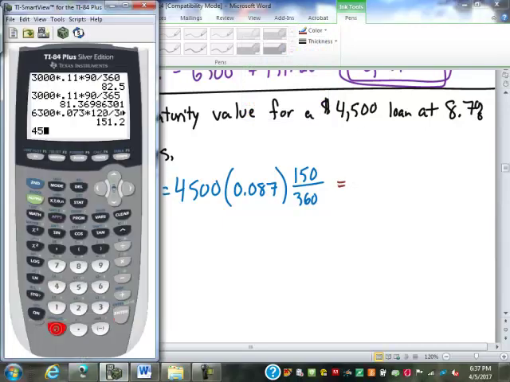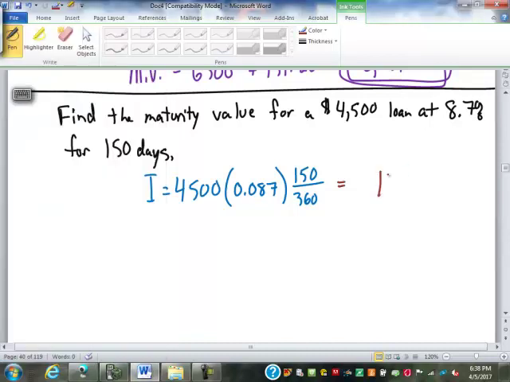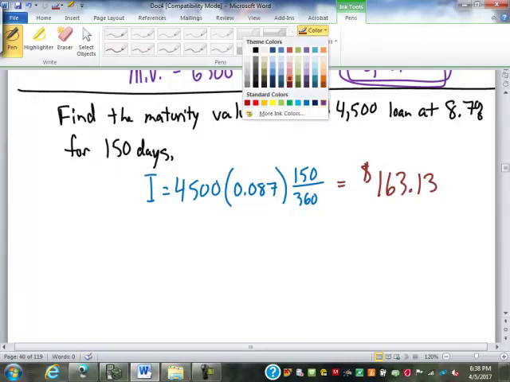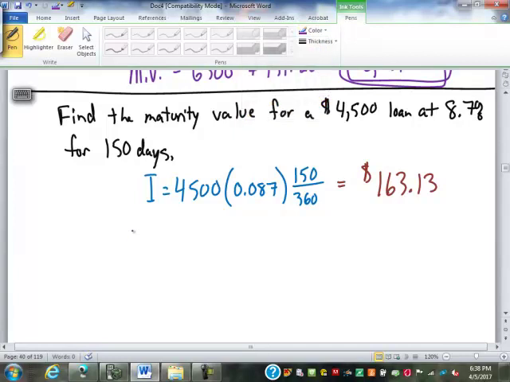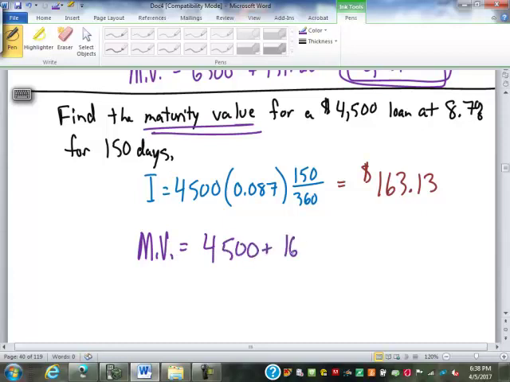So 4,500 times 0.087 times 150 divided by 360. $163.13 if we round it off. Again, do we stop there or do we have to go another step? Another step, because that's maturity value. Very good. So 4,500 plus the 163.13 gives us $4,663.13.